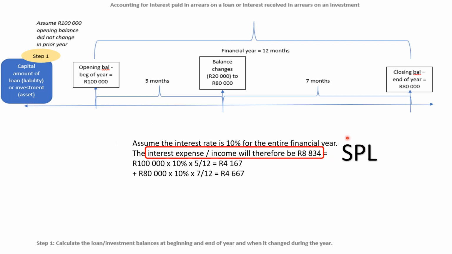And you would only do this calculation if you were asked to do the statement of profit and loss without doing journal entries or ledger accounts. So you basically know what your capital balances were, when they changed, and you know your interest rates, so you can work out your interest for the year.